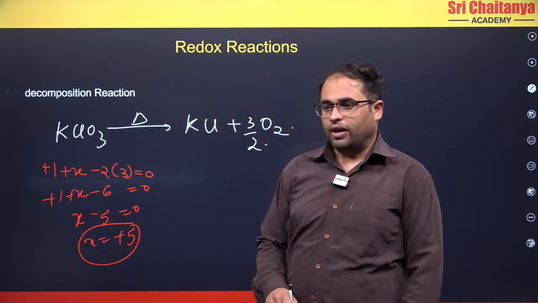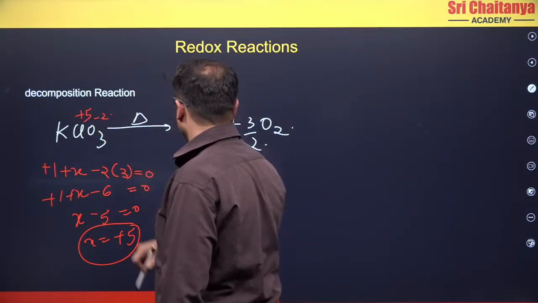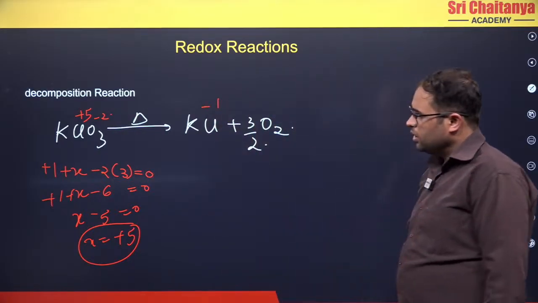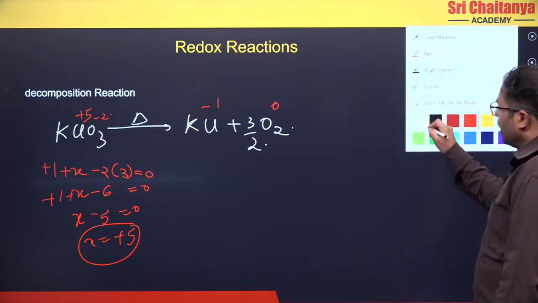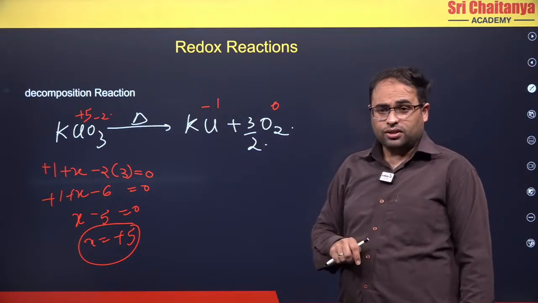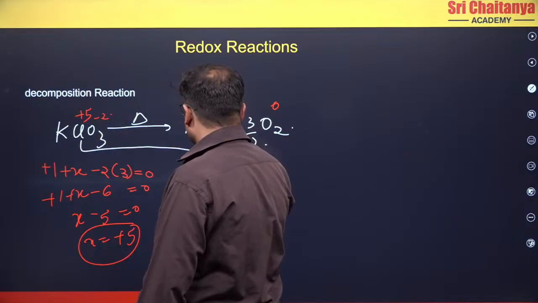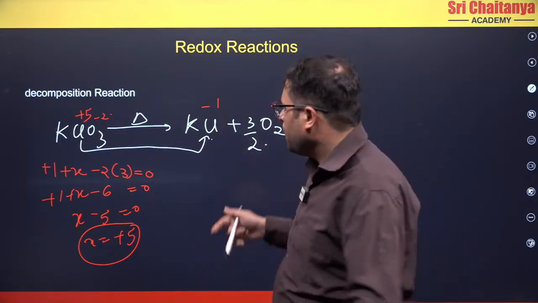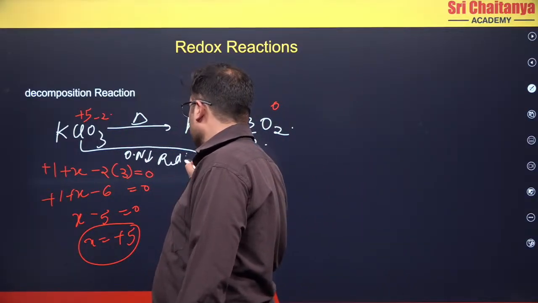X will be +5, right? Oxygen is -2. Here it is -1, right? And here oxygen, O2, is 0. So again, is it a redox reaction? Let us check it. +5 to -1. It is reduction, right? So oxidation number reduces, so it is reduction.